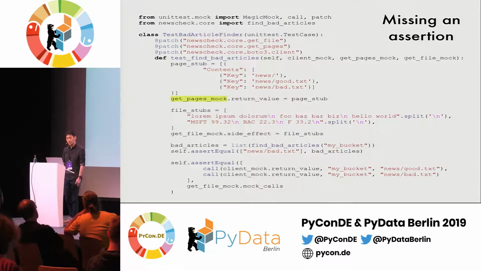There are a lot of other small things here, like we forgot to do an assertion on this get pages mock. That's one of the ways you end up with tests that actually don't test anything. So this could have a false positive pass.